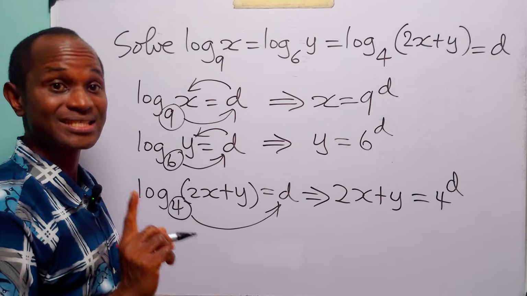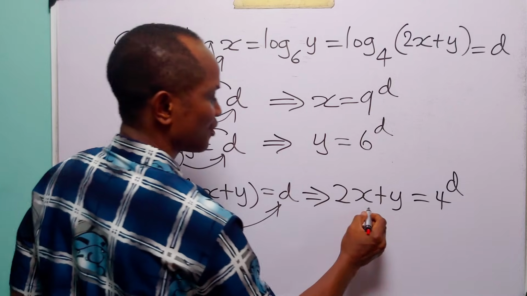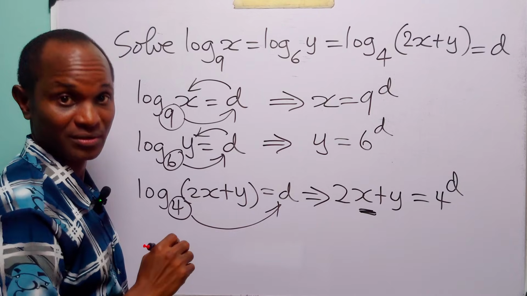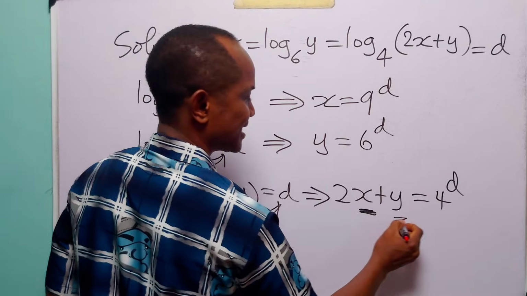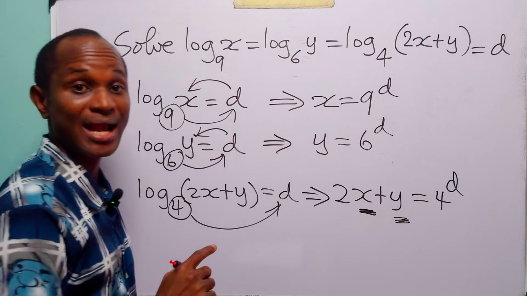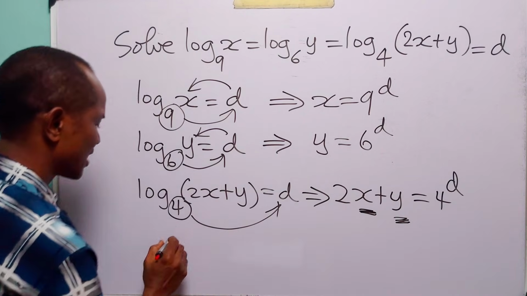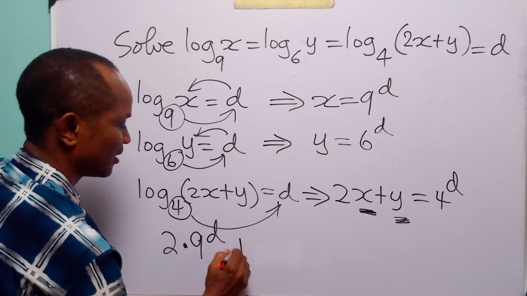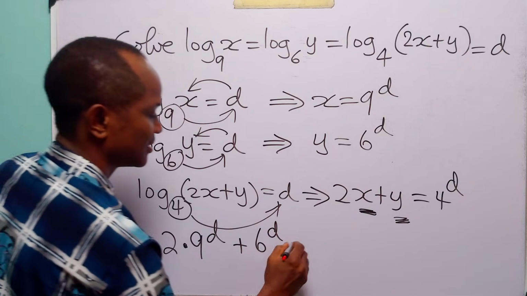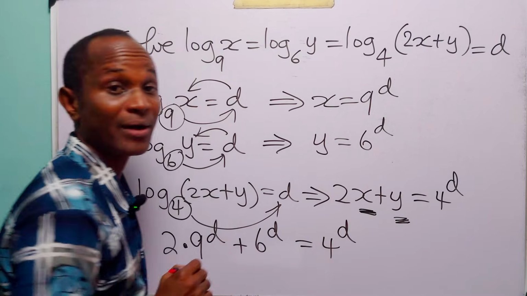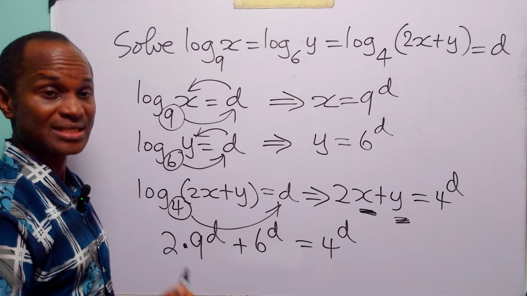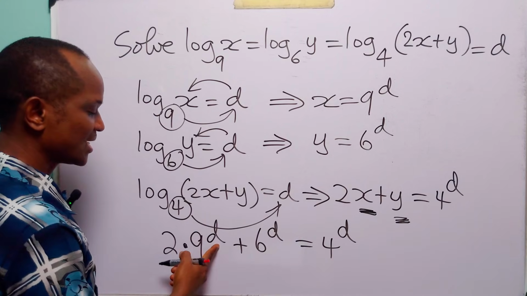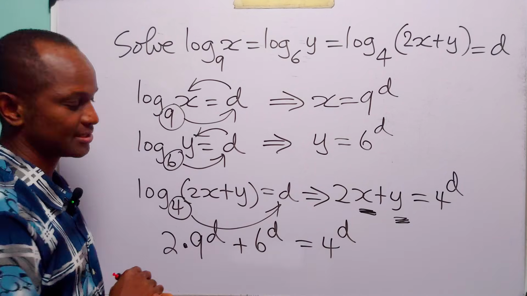Now, to find the value of x and y, what we are going to do is to plug in 9 to the power d where we have x, and plug in 6 to the power d where we have y. So when we do that, we have that 2 times 9 to the power d plus 6 to the power d is equal to 4 to the power d. You can see that in doing this, we now have one exponential equation which only involves the unknown d.